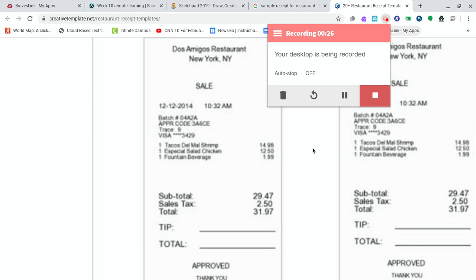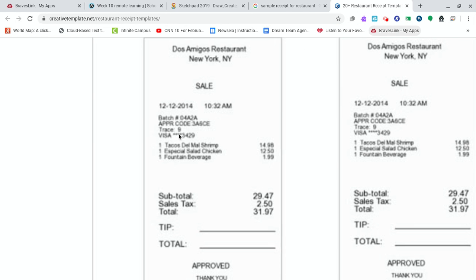All right. So what we can see here is looks like they went to Dos Amigos restaurants in 2014, a while ago. So they have three different items: tacos del mal shrimp, especial salad chicken, and fountain beverage. So these are what they purchased. Remember the subtotal. So if you add those up, comes to $29.47.